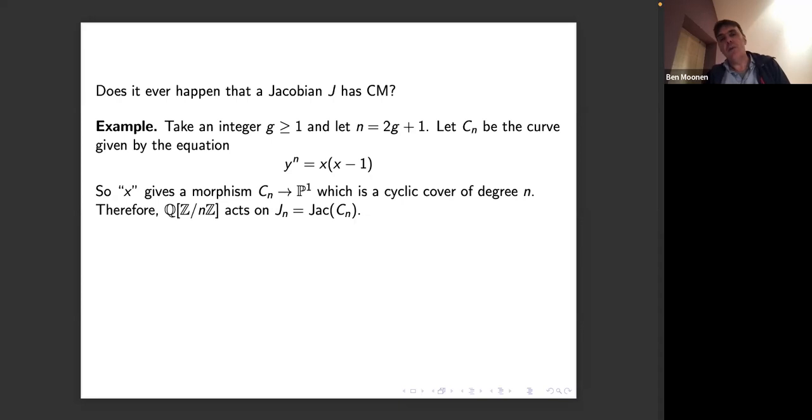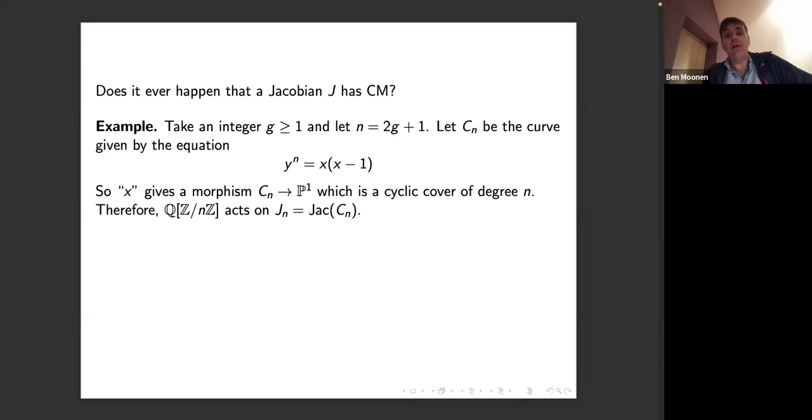You can write down Jacobians with CM, and here's a way to do it. You just take a genus g and you let n be 2g plus 1, and then you just look at the curve y given by y to the n equals x(x minus 1). Okay, so that's very explicit. And in fact, what I'm writing down here is a cyclic cover of degree n over P1. And I'll use J_n for the Jacobian of this curve.